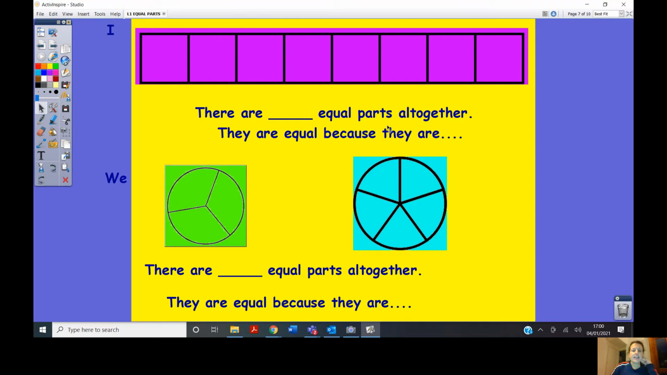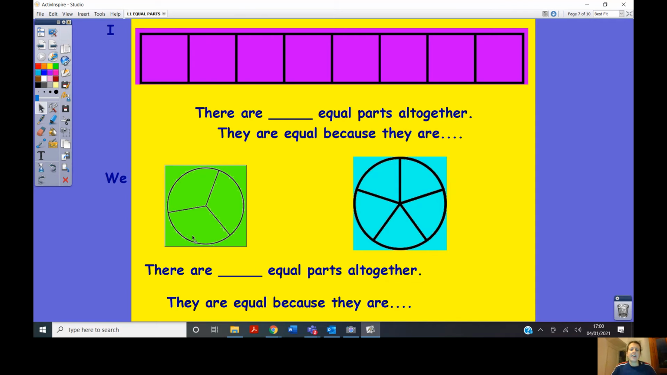Then your next idea that you must think of is: are they equal parts? What do you need to know to ensure that they're equal parts? They need to be the same size and the same shape. I know that they are equal because they are the same size and they are the same shape.